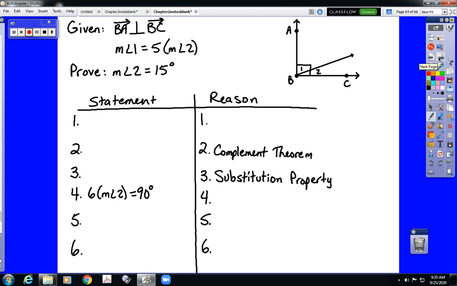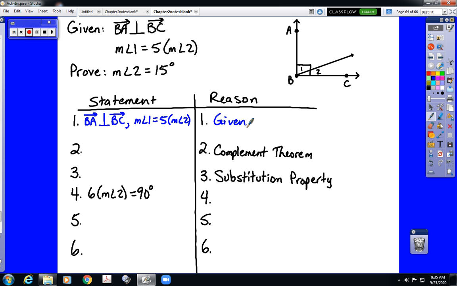Here's our third proof. We are given that ray BA is perpendicular to ray BC, which we see the right angle in the picture indicates, and that the measure of angle 1 is equal to 5 times the measure of angle 2. So we start every proof the same way. We restate our givens. So ray BA is perpendicular to ray BC, and the measure of angle 1 equals 5 times the measure of angle 2. That is our given.